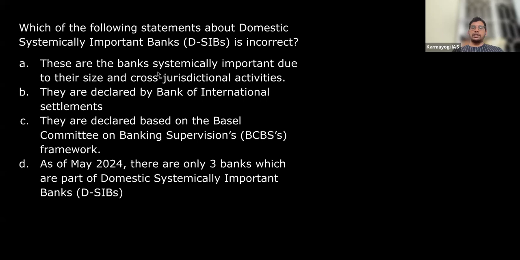So out of this, the first statement is correct. They have good size and cross-jurisdictional activity. They are not declared by the Bank for International Settlements. They are rather declared by the Reserve Bank of India, the central bank, based on the Basel Committee on Banking Supervision framework, which was appointed by the Bank for International Settlements, right? So the third statement is correct, but the second is wrong because it is done by RBI. And at present, we have 3 banks only, SBI, ICICI, and HDFC. So this is also correct. So the answer is B.